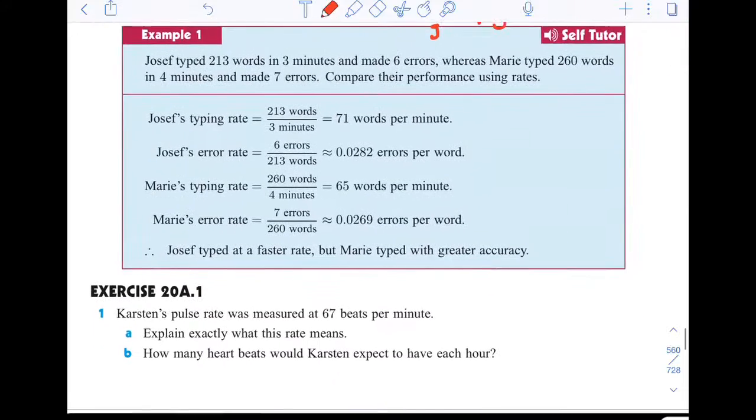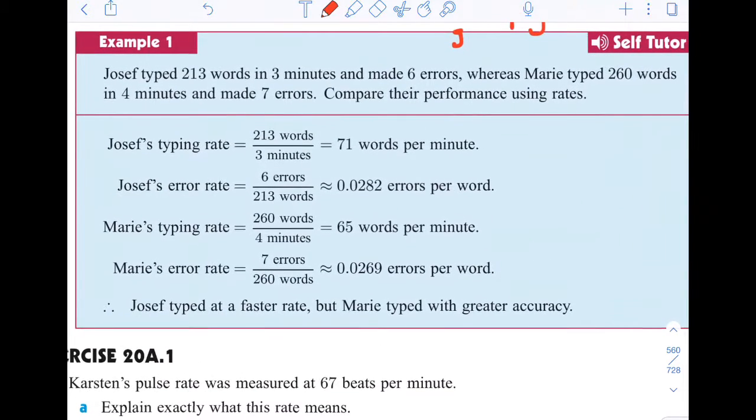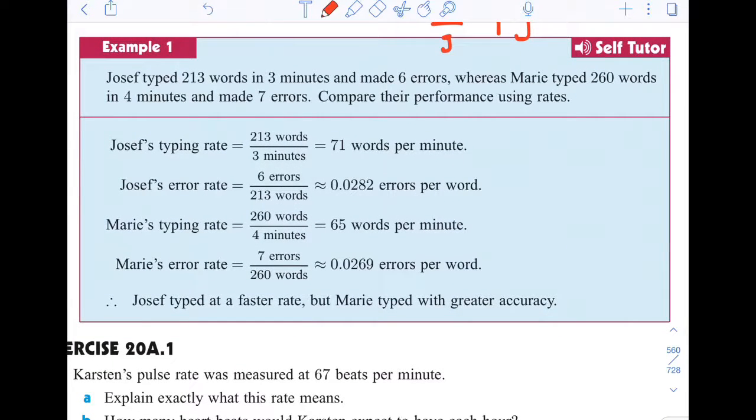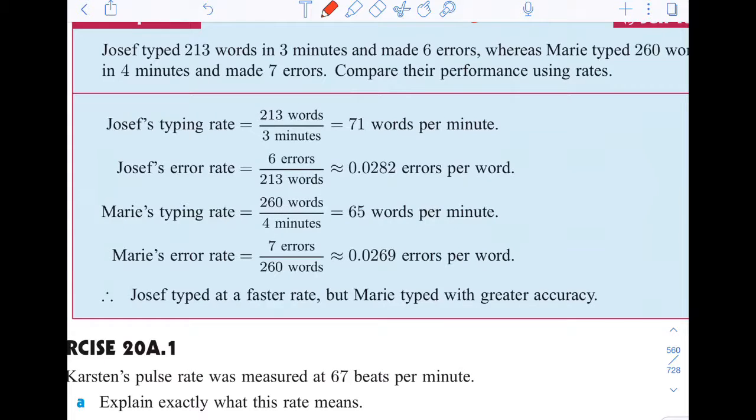Down below it goes through ways that we can show rates for two people, their typing rate and the errors that they create while they're typing. So Joseph typed 213 words in 3 minutes and made 6 errors, and Marie typed 260 words in 4 minutes and made 7 errors. Compare the performance rates of each. Because they're not typing for the same amount of time, the only way we can compare them is by putting in the same unit, so per minute. So Joseph's typing rate was 213 words per 3 minutes. When we divide those, we got 71 for 1 minute. When we're dividing, we're just finding out what it is for 1 minute.